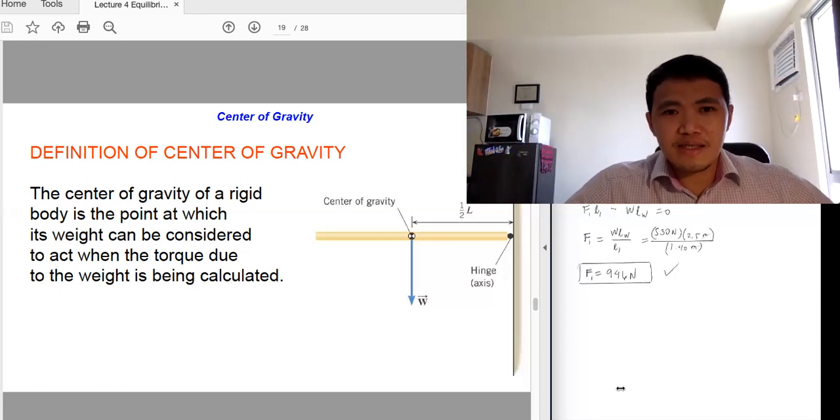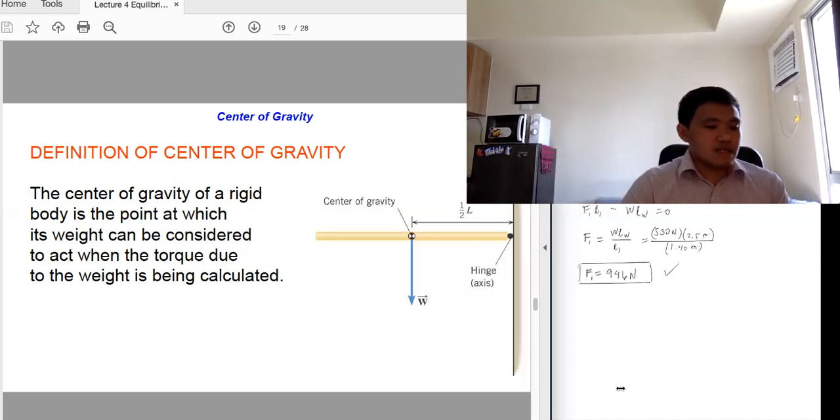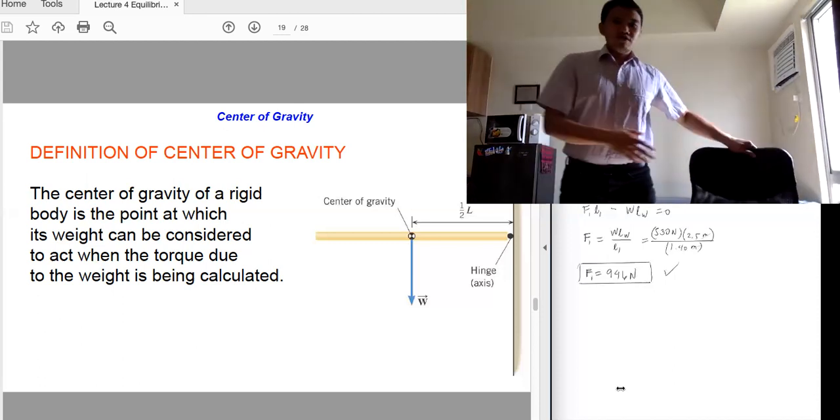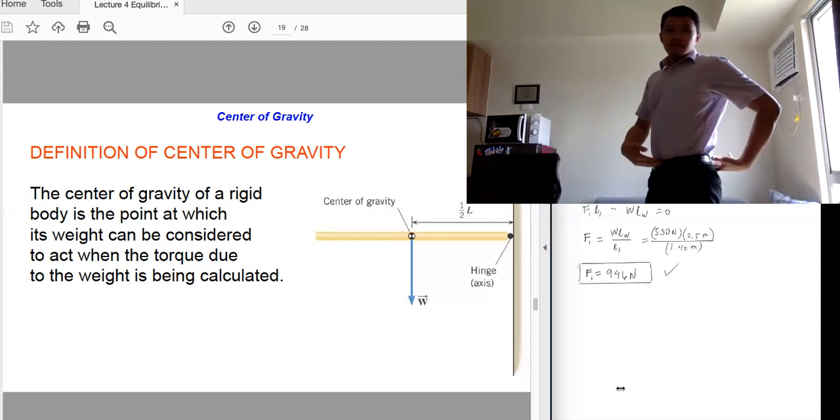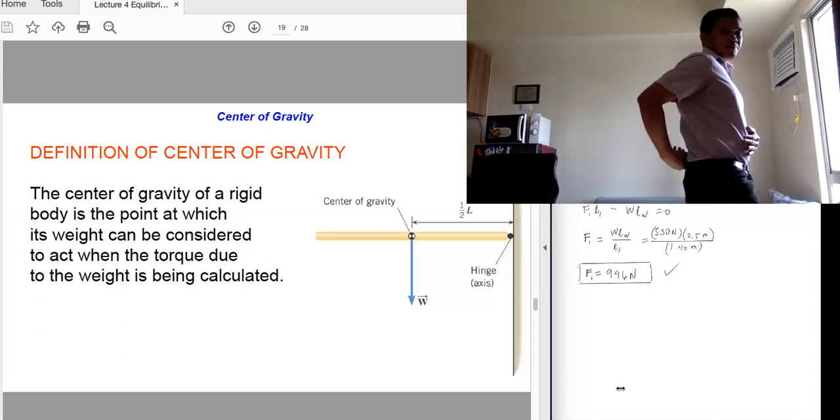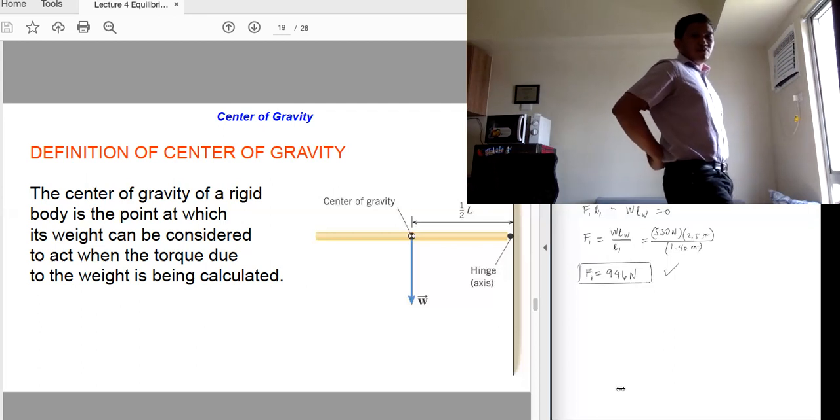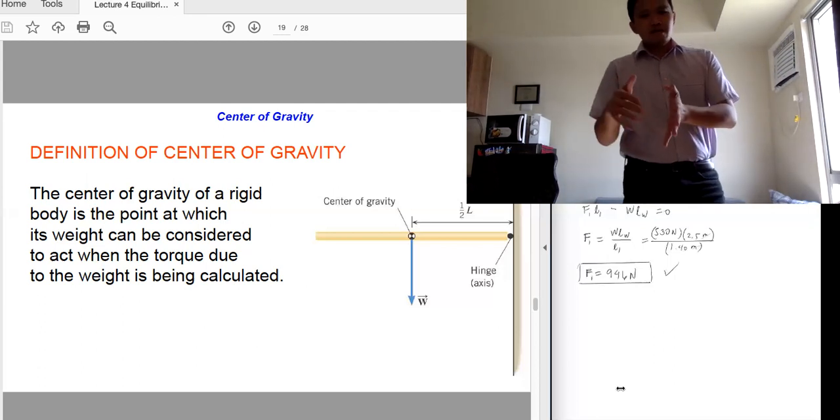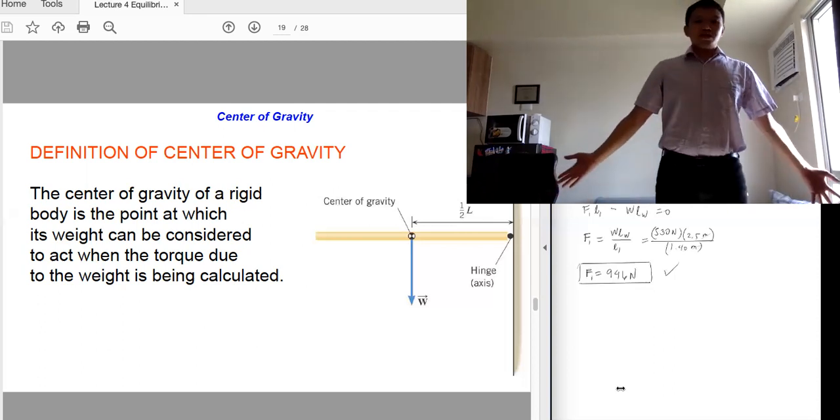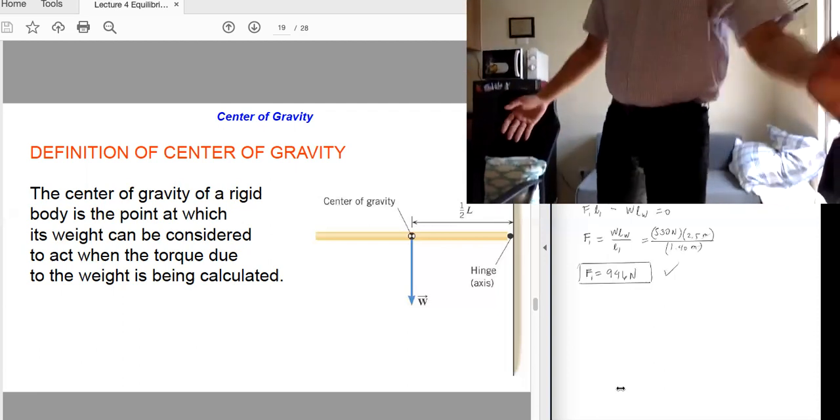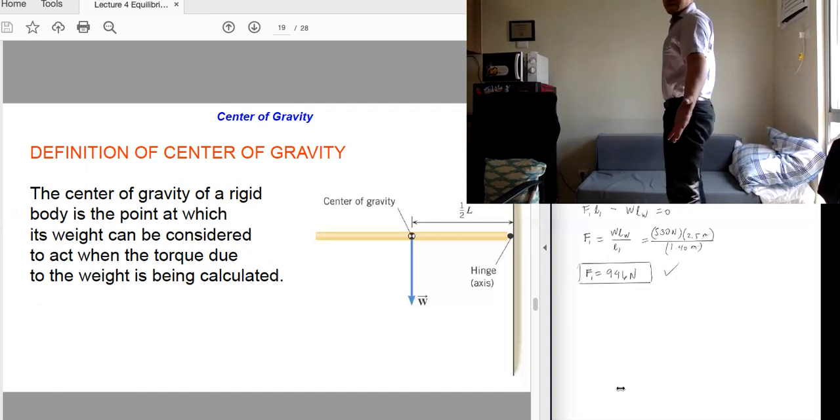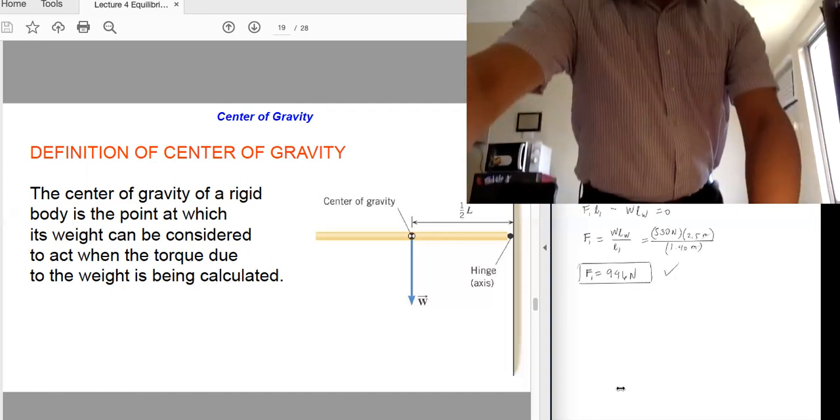What if the object is not geometric? For example, our body is not geometric, right? So where is the center of gravity? It is usually somewhere here, around the navel, in the sacrum. That is why the sacral muscle, the vertebral part, is big, because it carries the weight. So in anatomical position, it is here.